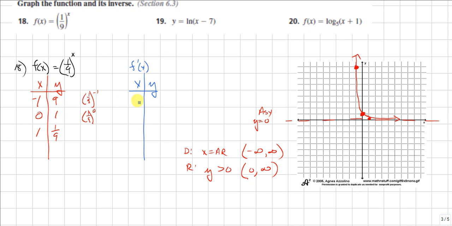So what's going to happen is the x and y values switch. 9, negative 1, 1, 0, 1/9, 1. And let's plot that. So I have 9, negative 1. I have 1, 0. And I have 1/9, 1.